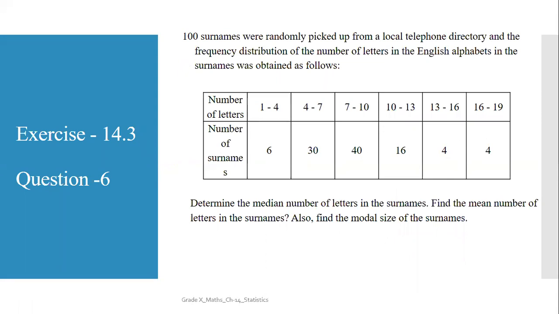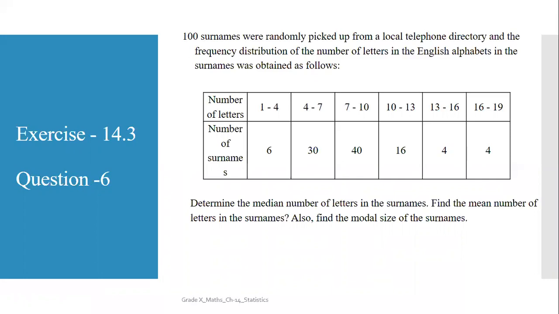Moving on to exercise 14.3, question number 6. 100 surnames were randomly picked up from a local telephone directory, and the frequency distribution of the number of letters in the English alphabets in the surnames was obtained as follows. The table gives number of letters and number of surnames. Determine the median number of letters in the surnames, find the mean number of the letters in the surnames, and also find the modal size of the surnames.